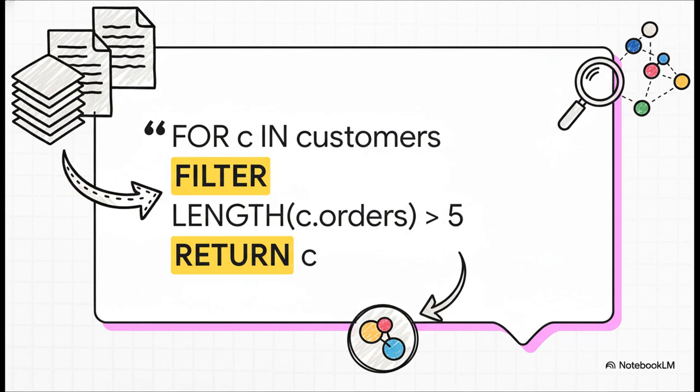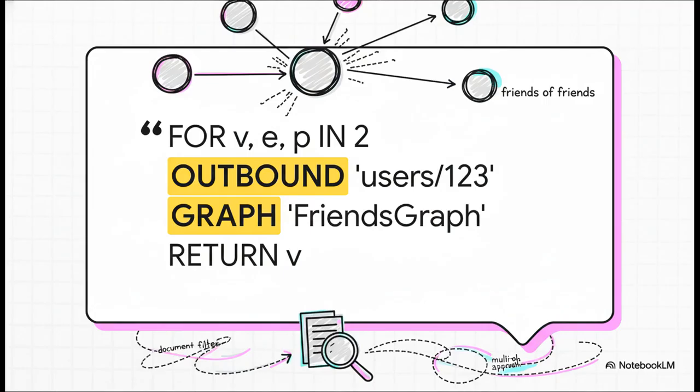Here we're just querying some document data. We're looping through a customer's collection and finding anybody who has more than 5 orders. Super clean, very readable, looks a lot like SQL, right? Okay, but now watch this. Using the exact same language, the same structure, we're doing a graph traversal to find a user's friends of friends.